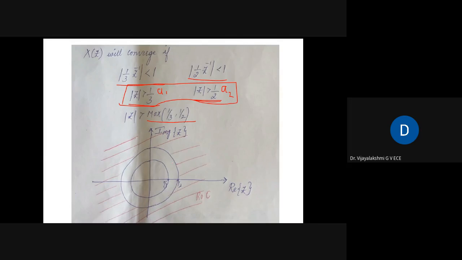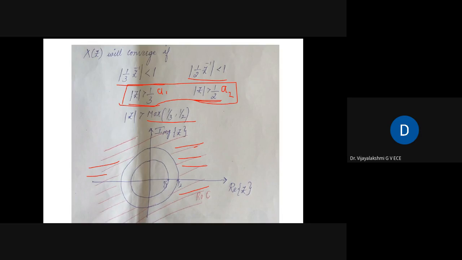Now I have to plot it. While plotting, as per the given problem, I have two rings. One ring of radius 1 by 3, the other ring of radius 1 by 2. Our ROC is all the values of z which are greater than 1 by 2. So I have indicated outside the outermost ring. This is your ROC.